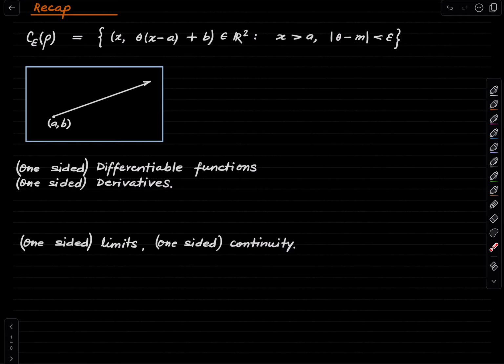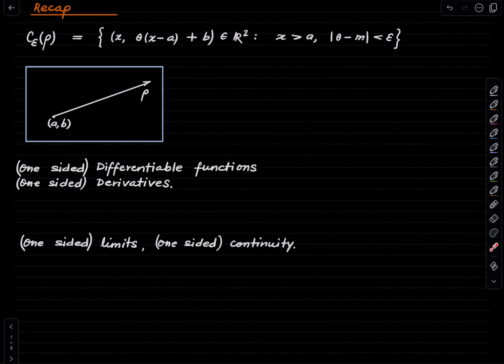So let us recall at least a few things. The epsilon cone about a right ray rho starting at the point (a, b). This is a ray starting at the point (a, b). I think I said rho. Let's say its slope is m, slope meaning the tangent of this angle. So this was defined as that, right?